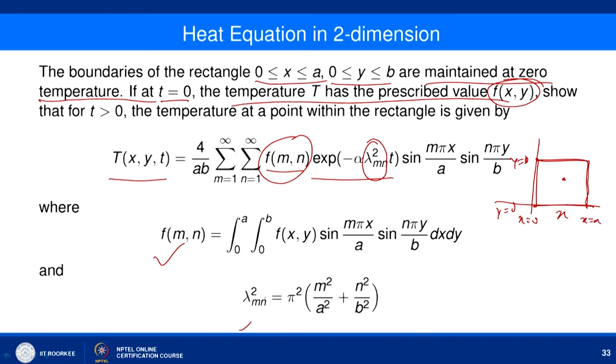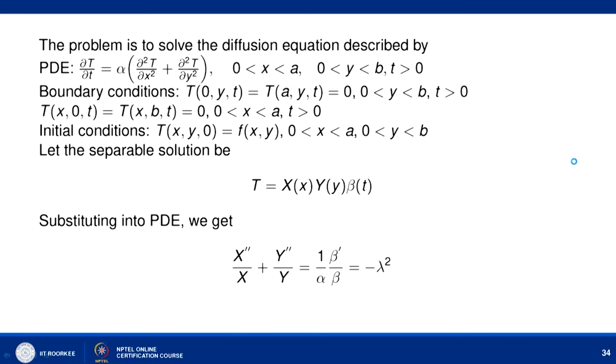So, let us see how we can obtain the solution at any given point at time t greater than 0. So, the problem is to solve the following diffusion equation, partial T by partial t equal to alpha times partial squared T by partial x squared plus partial squared T by partial y squared, x lying between 0 to a, y lying between 0 to b, and t greater than 0, with the boundary conditions that T(0, y, t) is equal to 0 and T(a, y, t) is given as 0, sorry, this is a.